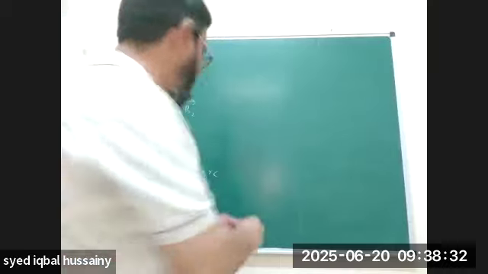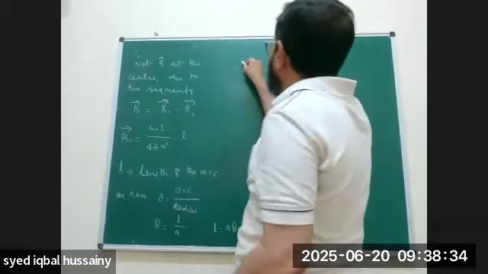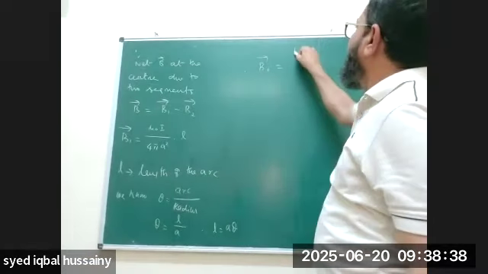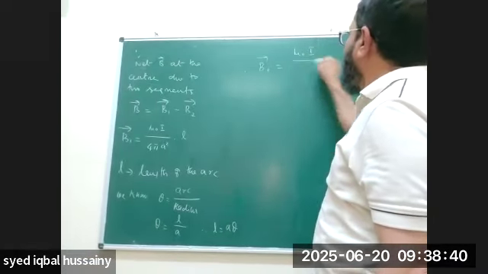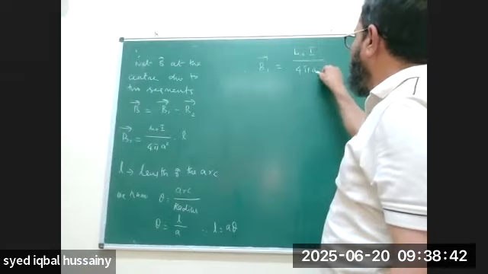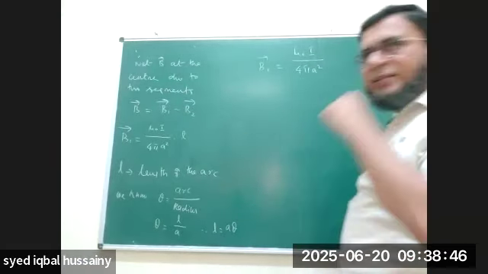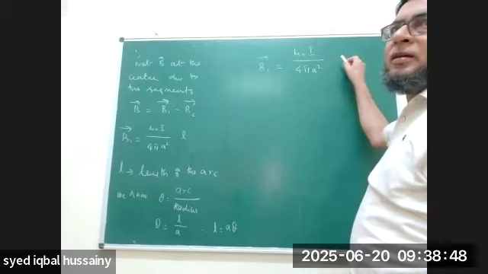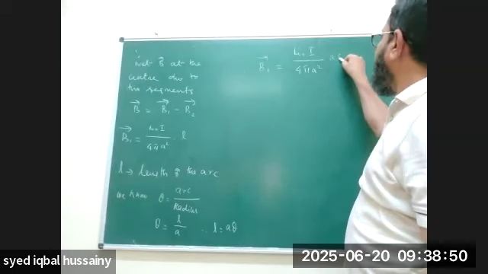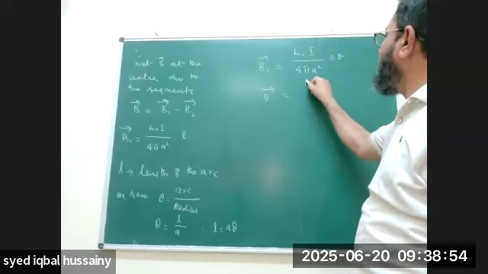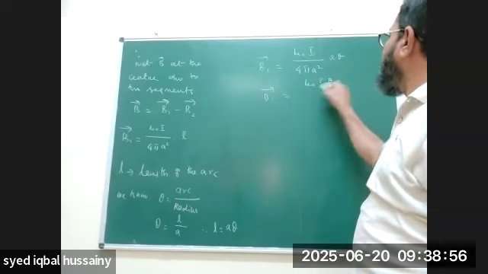So B1, after substituting this in the formula, B1 equal to mu naught I divided by 4 pi a square theta equal to L by A. I want L, L equal to A theta. Can I substitute A theta? So A gets cancelled. B1 will be equal to mu naught I theta divided by 4 pi a.